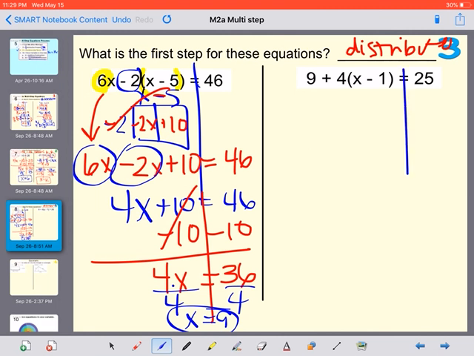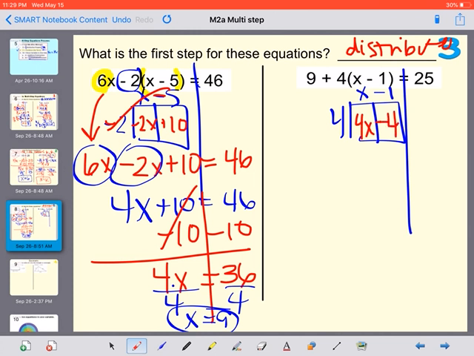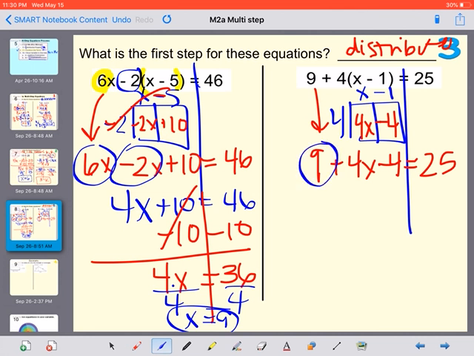Same thing over here. We're going to distribute first. We have positive 4 times x minus 1. 4 times x is 4x. 4 times negative 1 is negative 4. So we have 9 plus 4x minus 4 equals 25. And we do have some like terms, not with an x, but with just our regular old numbers. 4 minus 9 is 5, and then we have plus 4x equal to 25.